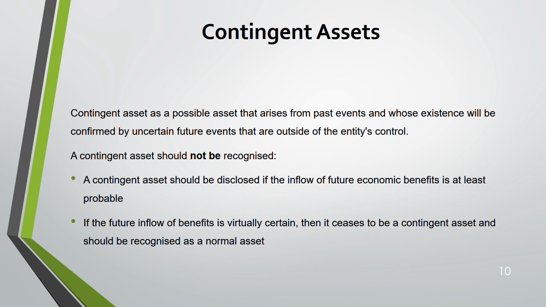The second point says that if the future inflow of benefit becomes virtually certain, then you do not recognize it as a contingent asset. Then it moves on to a normal asset, and you should recognize it as a normal asset. It could be a tangible asset or an intangible asset. If it's a tangible asset, it will be dealt with under IAS 16. If it's an intangible, IAS 38. Or if it's a financial asset, then IFRS 9, depending on the type of asset.